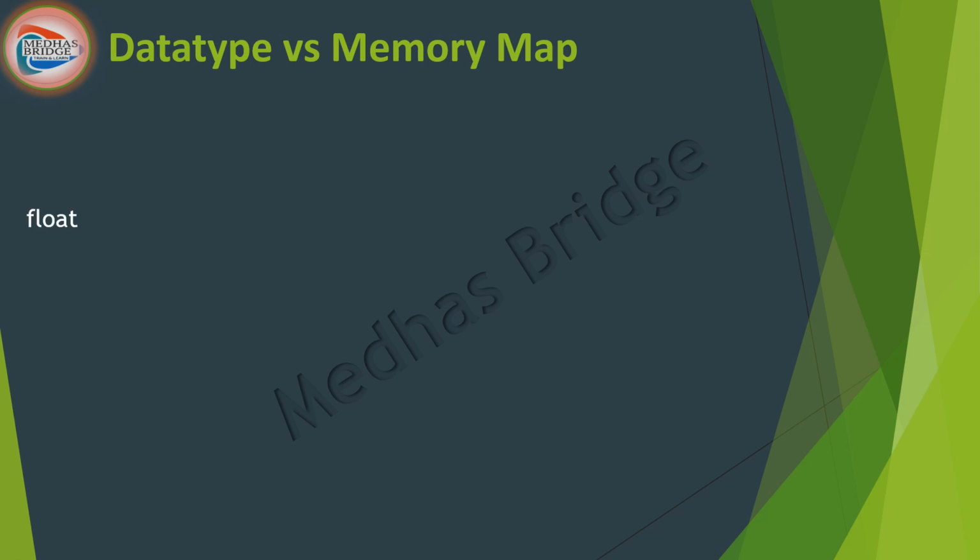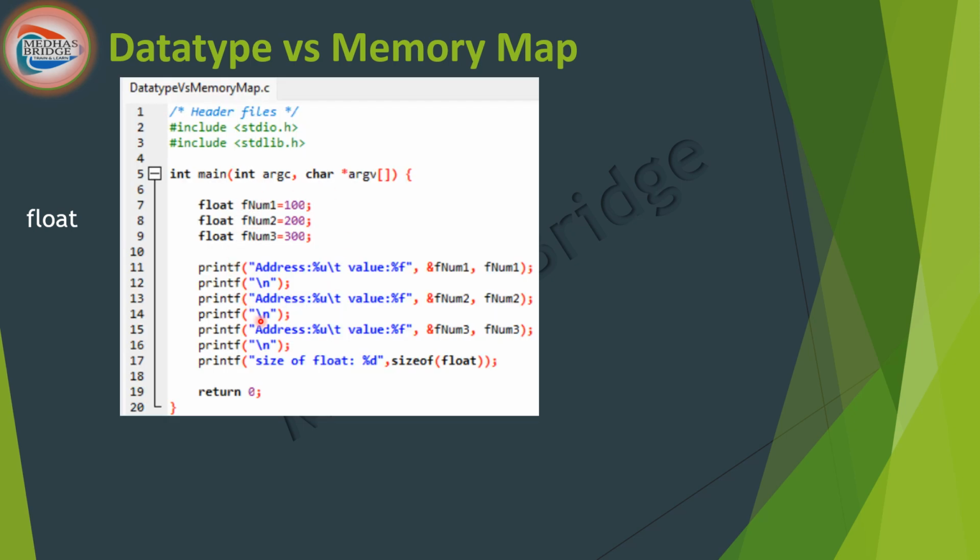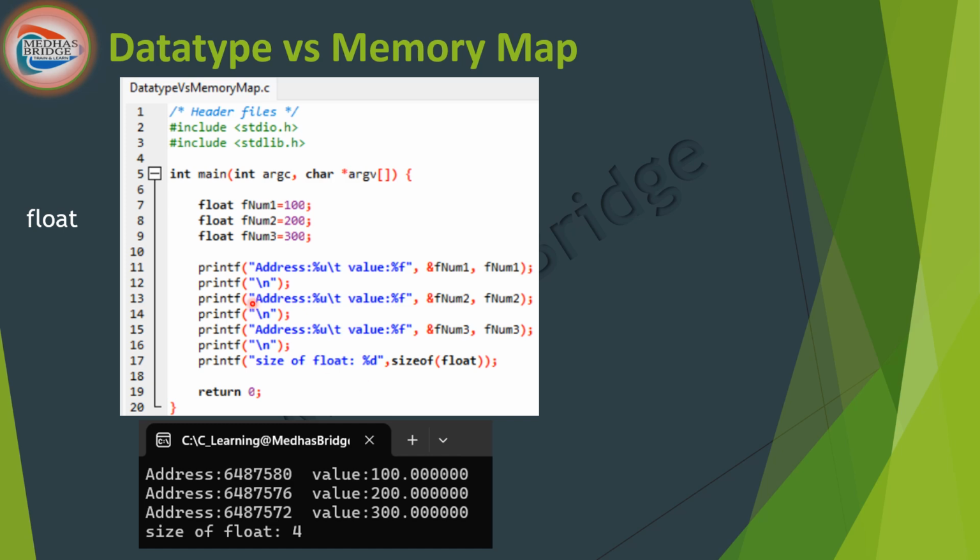So the next case would be float. I have the same sample program, but the data type is declared as float. The size is again 4 bytes. If I compile, this is what my output would be.